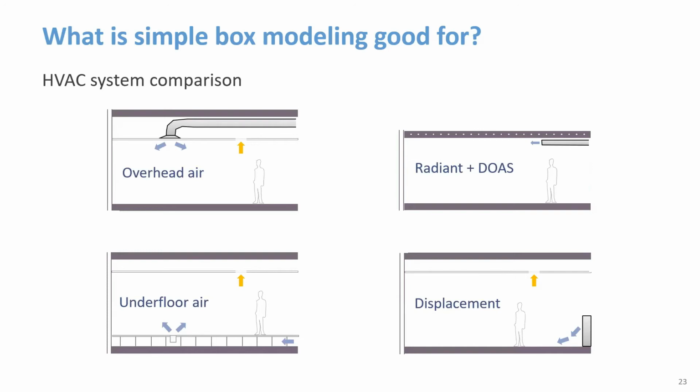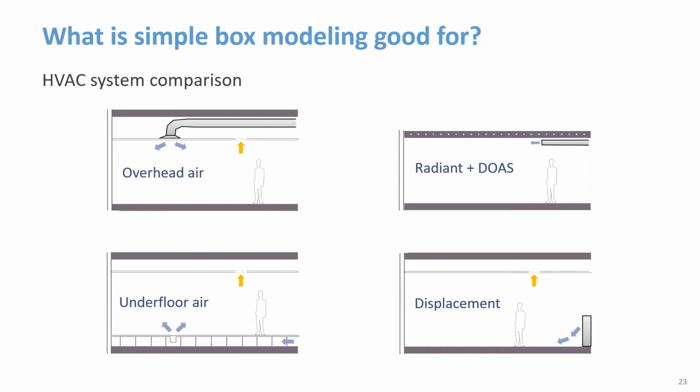Now, simple box modeling is typically performed using the same HVAC system for all cases, but comparative analysis of different system types is possible, and it can be important at an early design stage. So this kind of comparison is especially valuable when considering system choices that affect the architectural design due to different space or structural requirements.